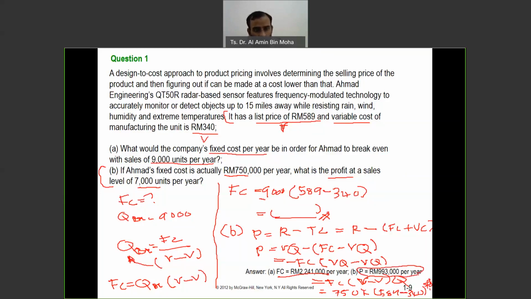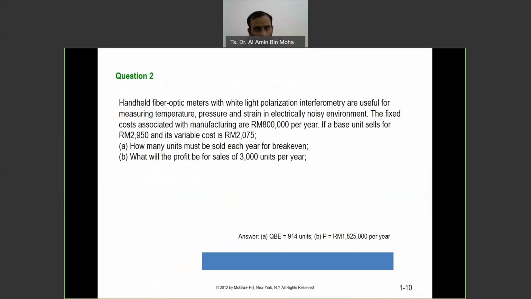So this is the example, and we have another example here, question 2. You can try this by yourself and then compare with the answer here. Okay, so we take a break for some time. We're going to continue with break even between two alternatives. Thank you.